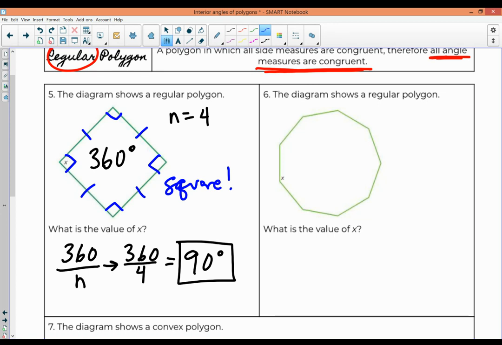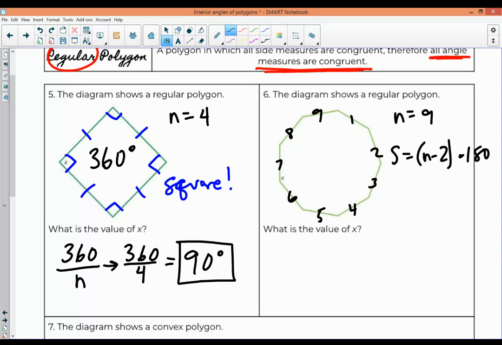And that's cool. All right, so let's do this one the long way by finding the sum of the interior angles and then dividing. So let's count the sides. 1, 2, ... 9. So n equals 9. So first I need to find the sum. So that's n minus 2 times 180. So that's 9 minus 2 times 180.